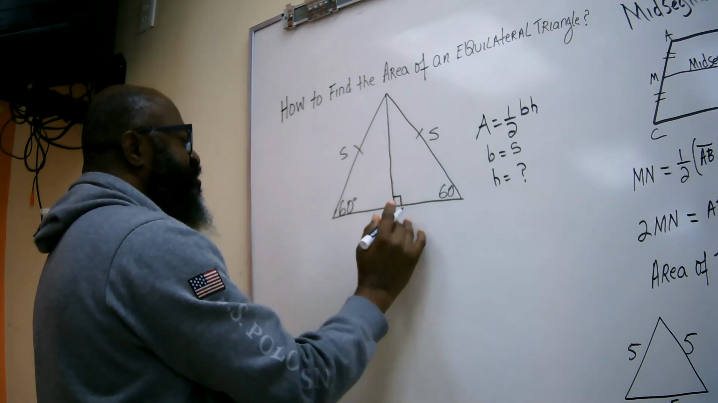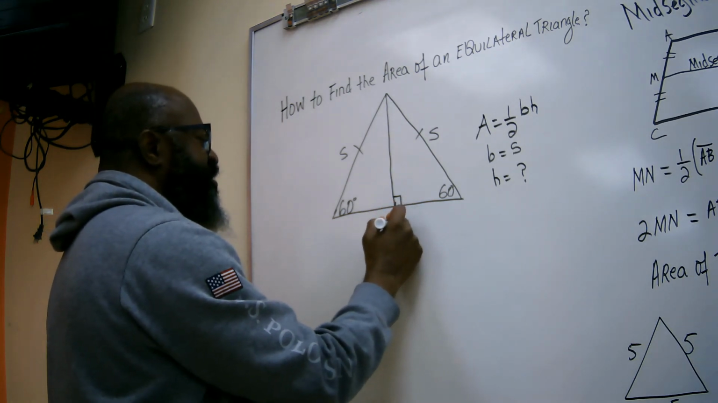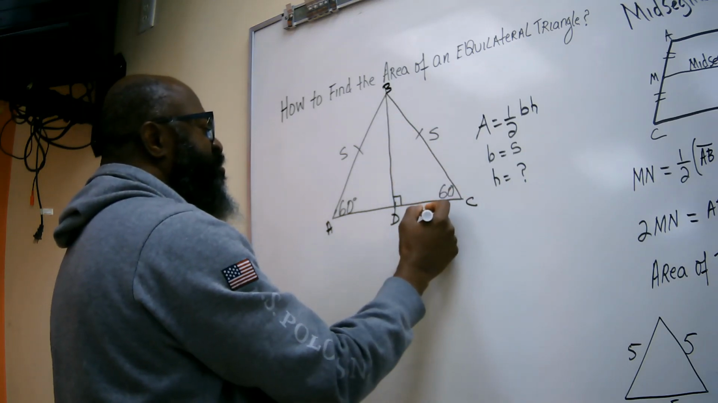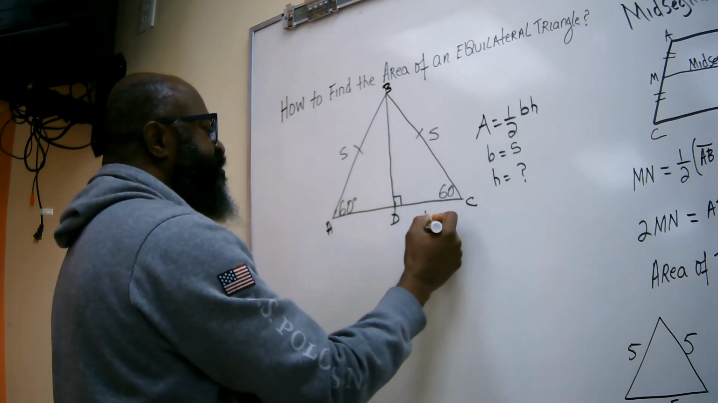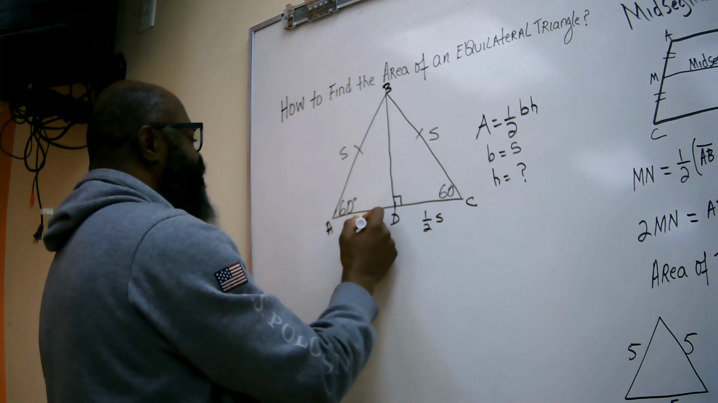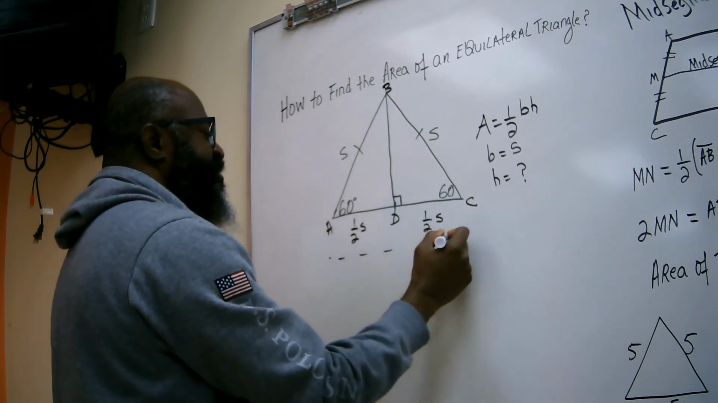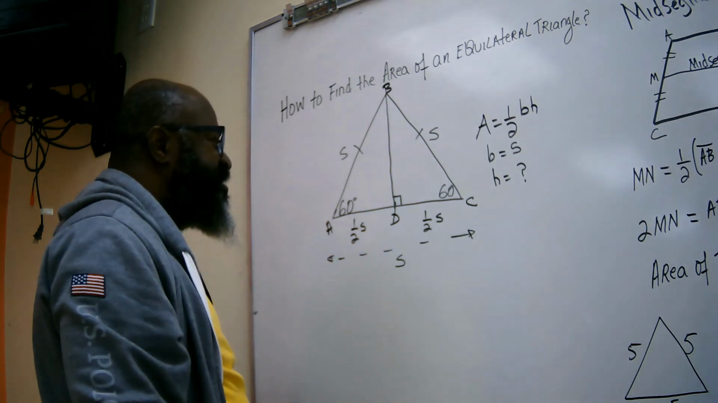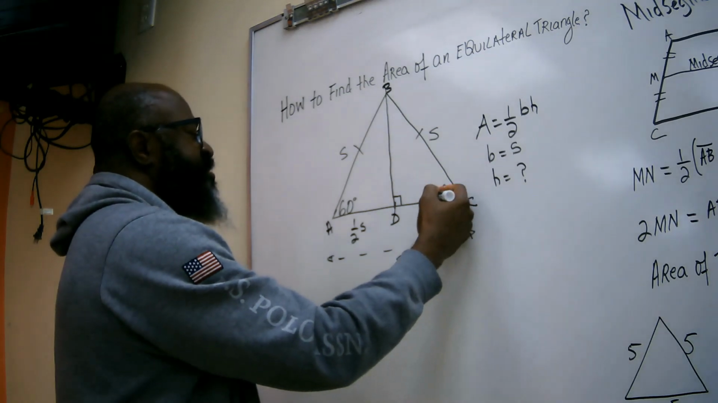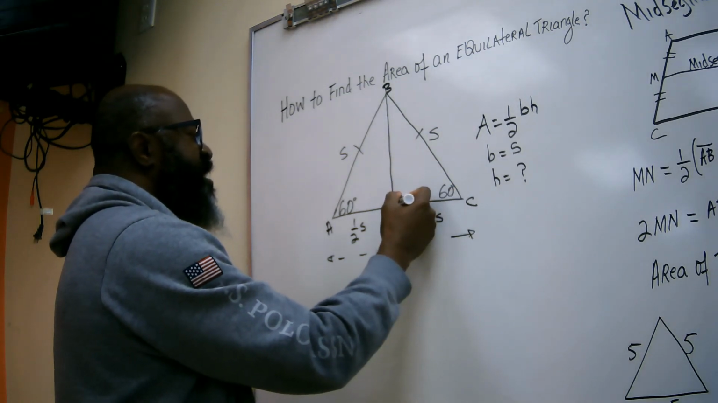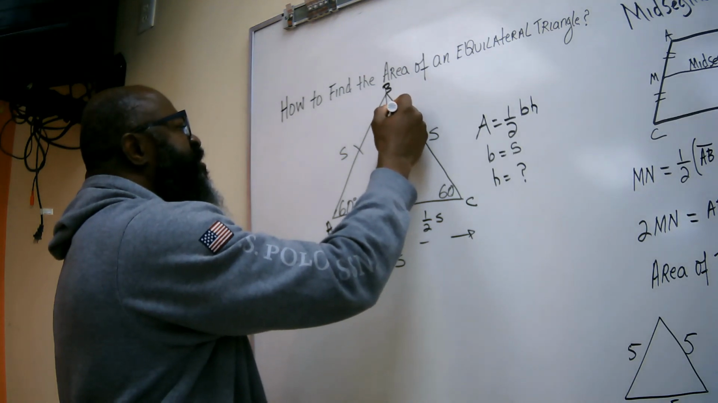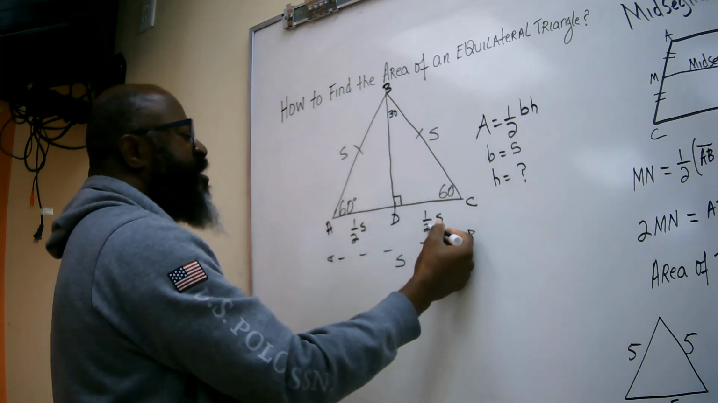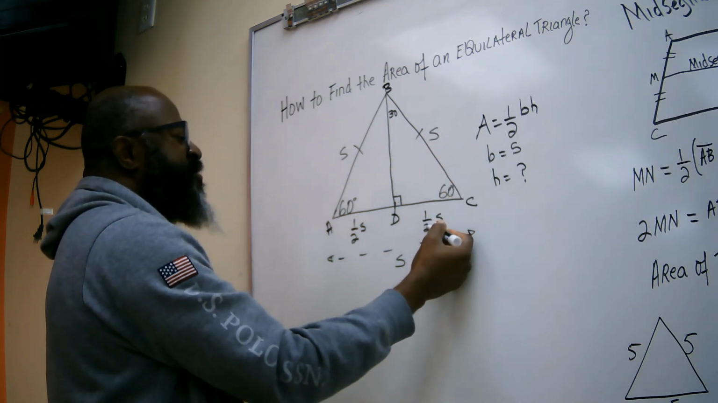In this case, this will be 1/2 S, and this will be 1/2 S, and this is how the entire base is S. Remember, from a special right triangle, this is your 90 degree, this is 60, and this will be the 30-degree angle. So remember, there was a special relationship between the hypotenuse and the short leg. The short leg is half of the hypotenuse.